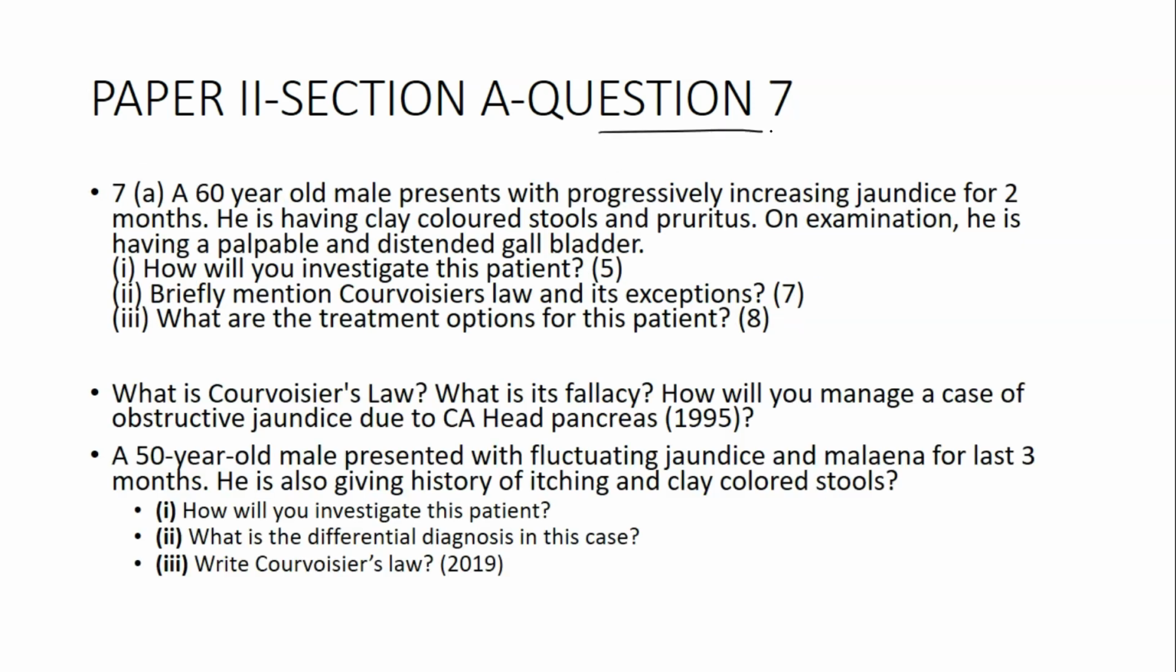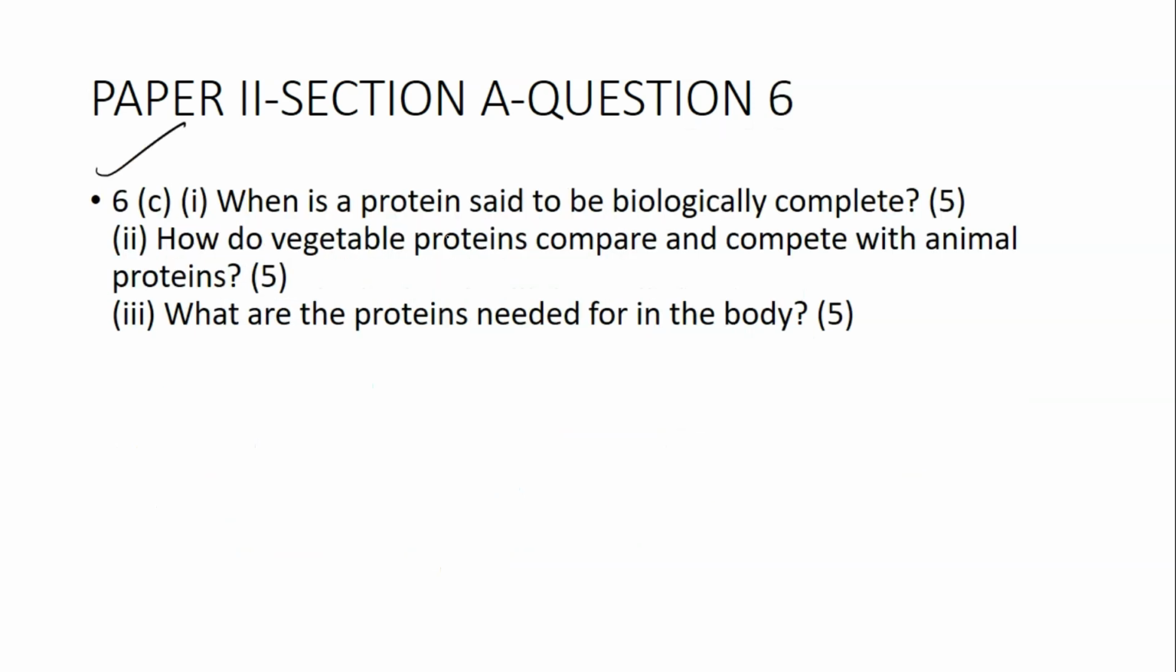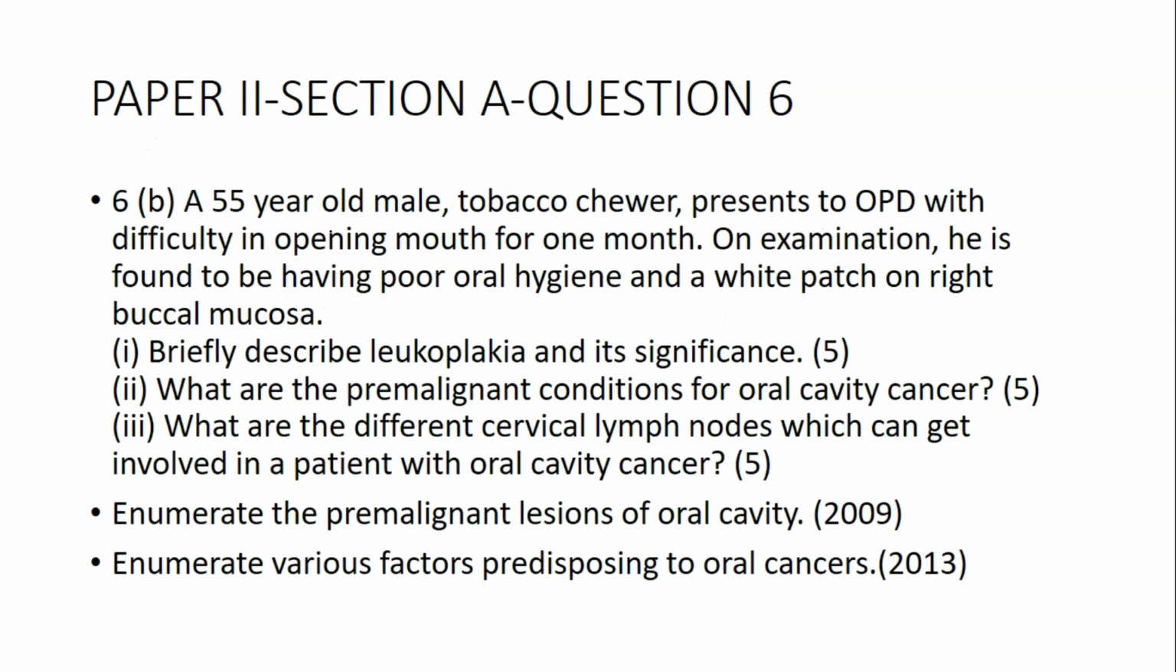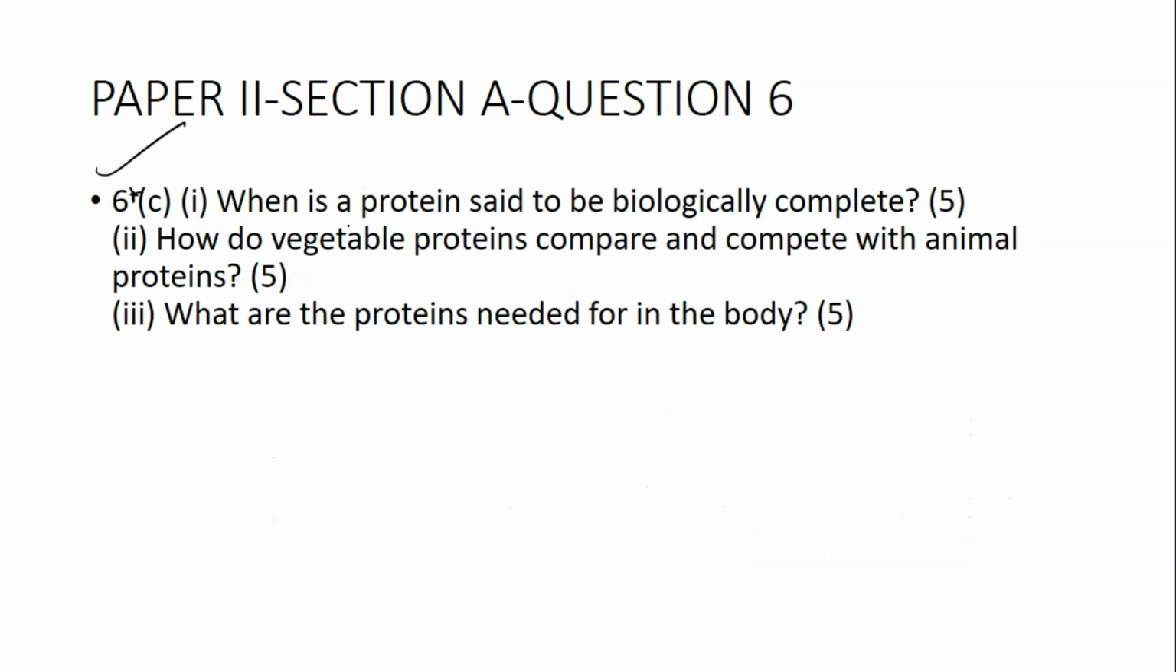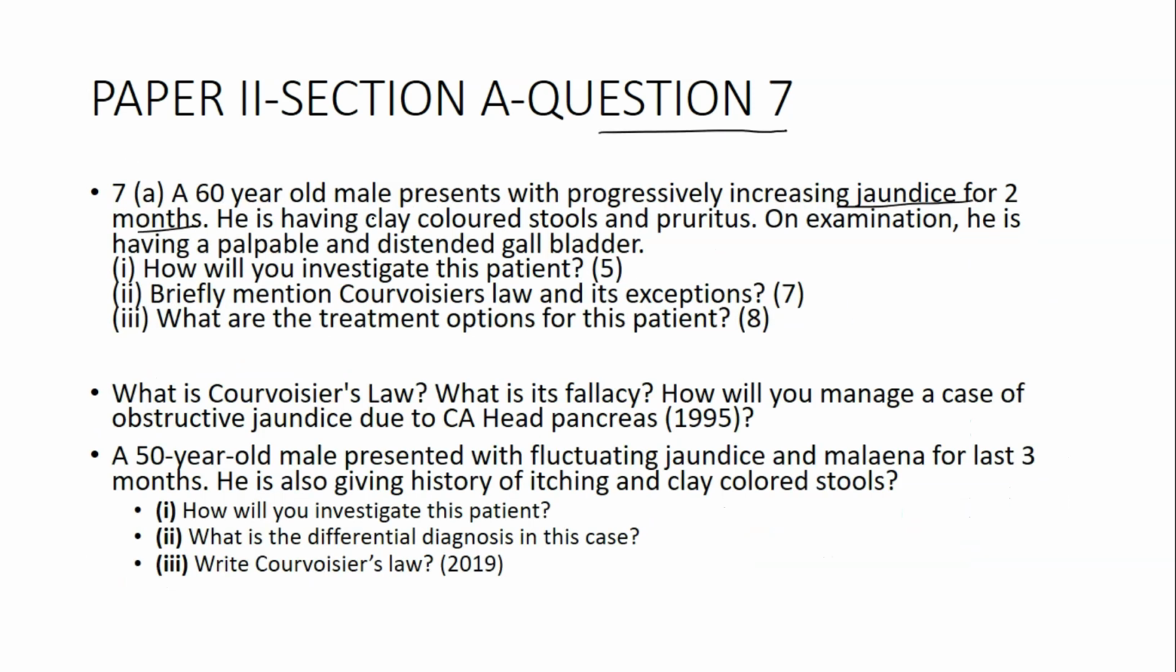Paper 2, section A, question 7. A 60-year-old male presents with progressively increasing jaundice for 2 months. Okay, we come to question number 7 now. Question number 6, except for 6C, in the rest all questions CA oris is discussed. Caesarean is a straightforward repeat question, right? So 6C1 done. So question number 7A, a 60-year-old male presents with progressively increasing jaundice for 2 months.